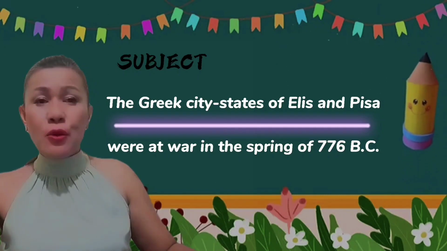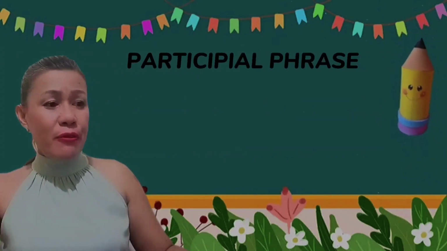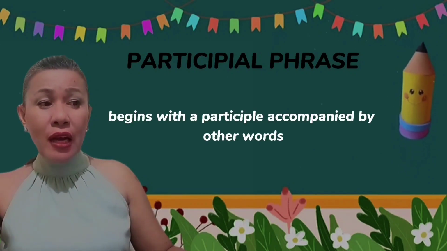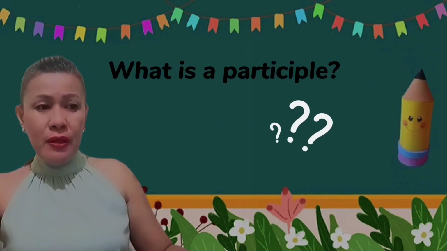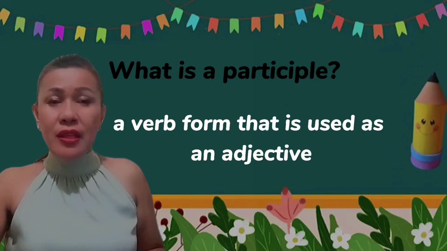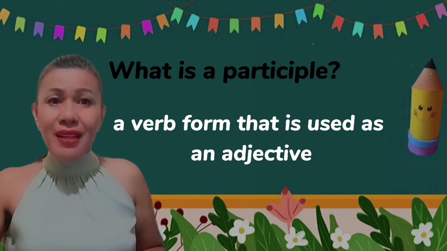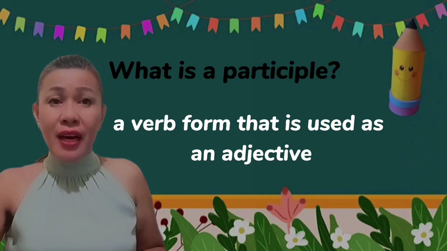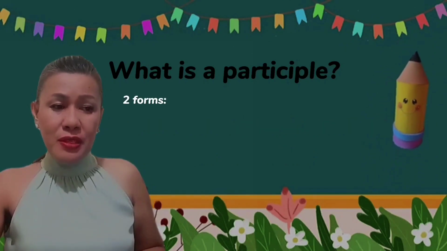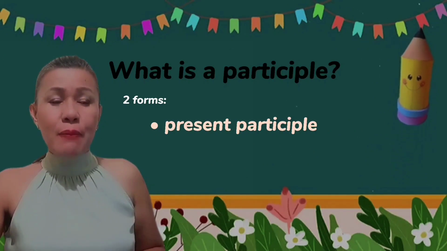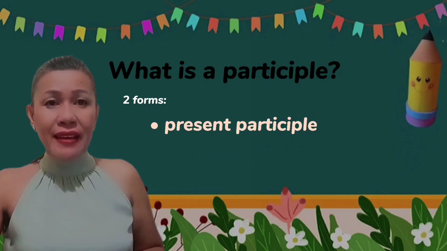And one way to do that is using a participial phrase. What's a participial phrase? A participial phrase begins with a participle accompanied by other words. So, what's a participle? A participle is a verb form that is used as an adjective. Although it has the form of a verb, it is not used as a verb, but as an adjective instead. As a verb form, it has two forms, the present participle and the past participle. The present participle is a word that usually ends in ing.